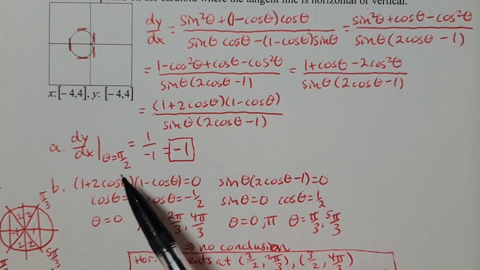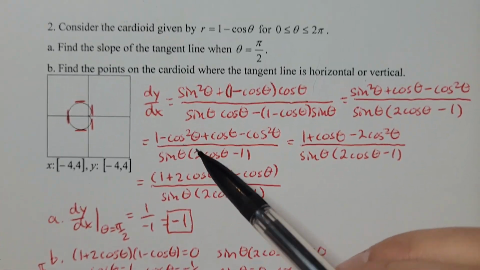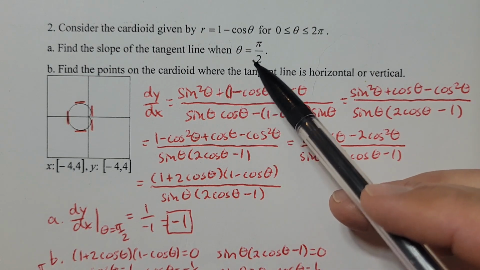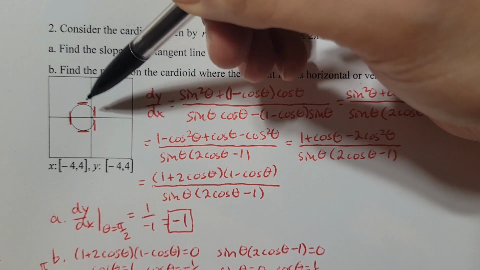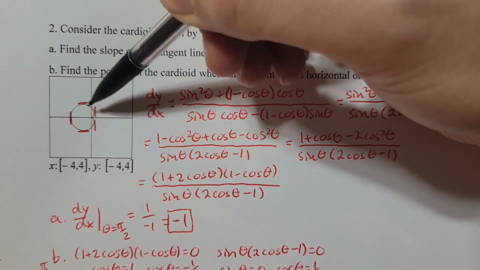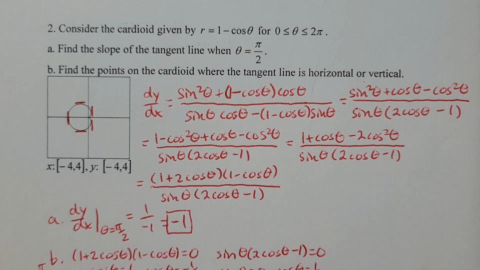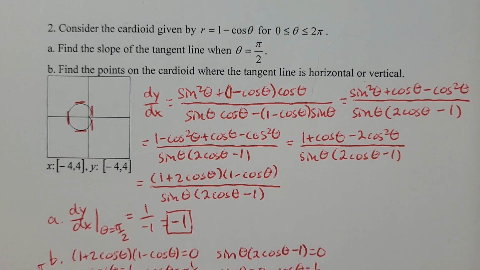Now the next thing is, I'm plugging in pi over 2, right? I want to find the slope of the tangent line when theta is pi over 2. By the way, I can already know that it's going to be some negative number, because here's the pi over 2 axis. I could have known that before I even started. Okay, that I should be getting a negative number.